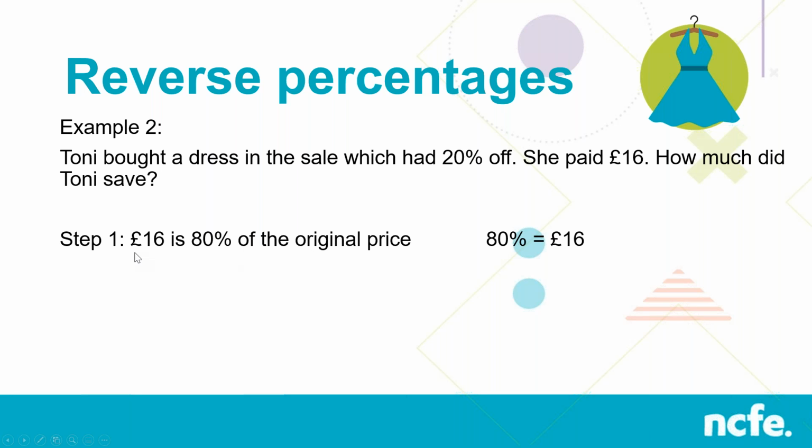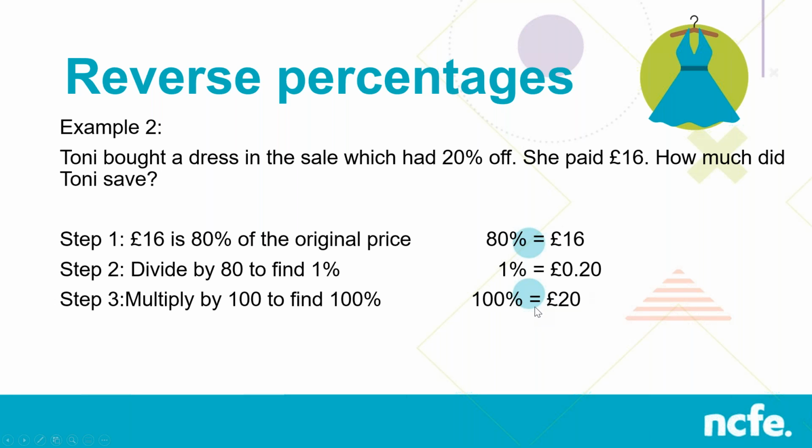So remember our steps, Poo, D, Moo. Percentage of original, £16 as a percentage of original is 80%. D, divide to find 1%. So 80 divided by 80 is 1, £16. So that will be 1,600 pennies. So £16 divided by 80 gives you 0.20 or 20 pence.